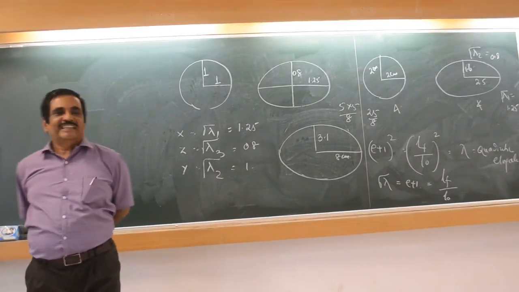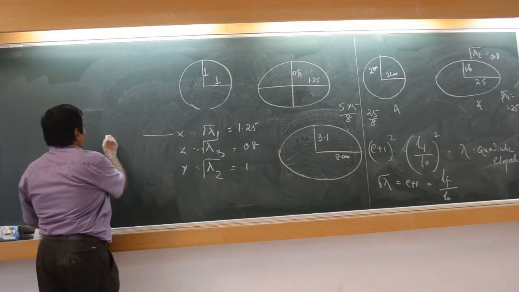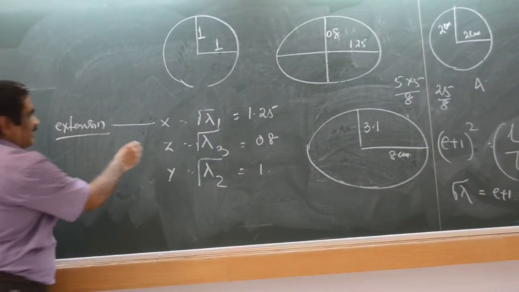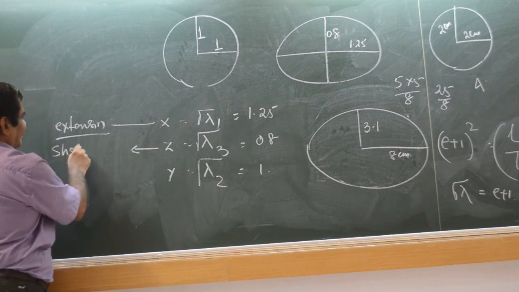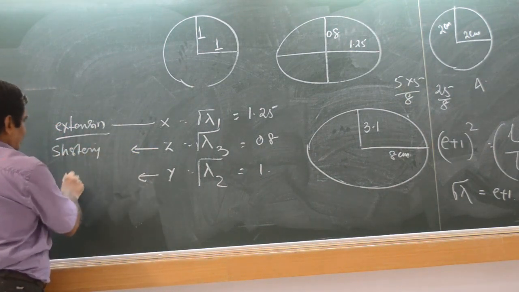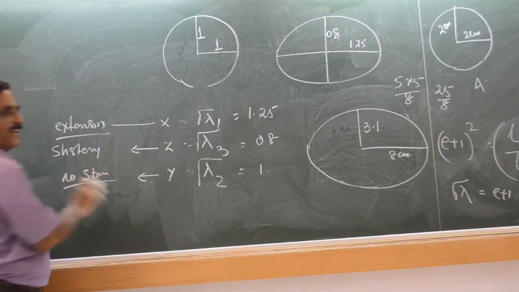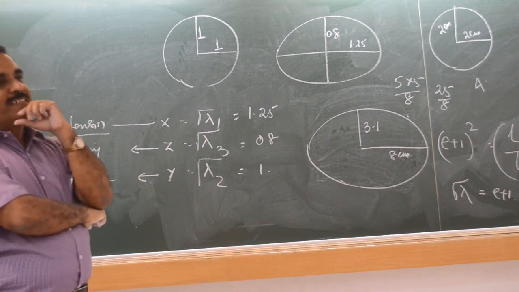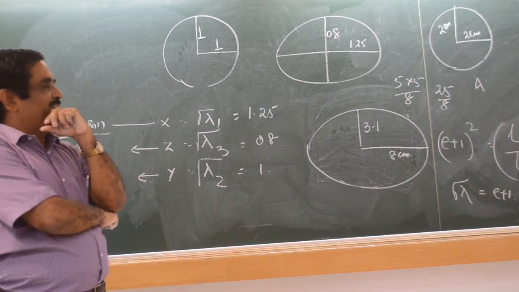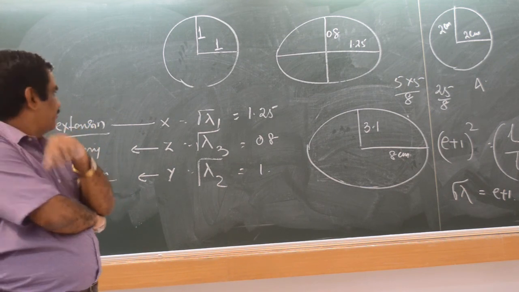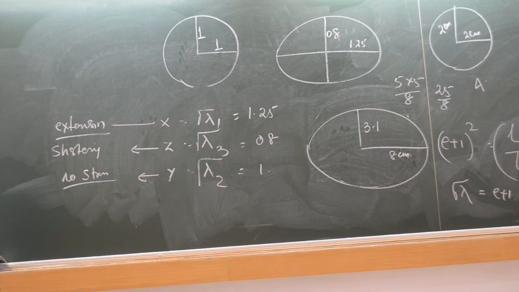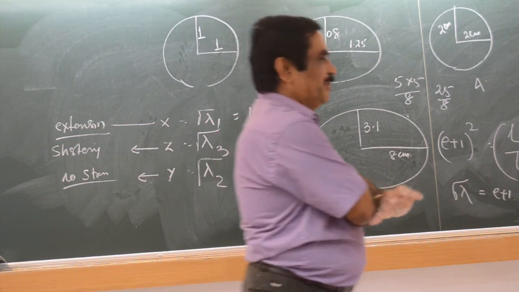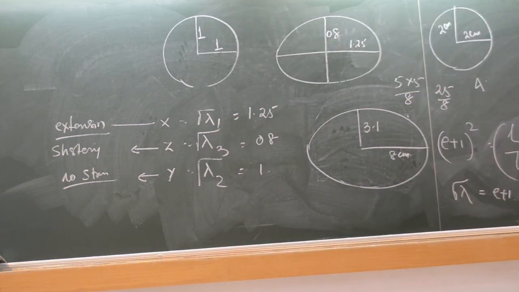So along x dimension it has undergone extension. Along z dimension it has undergone shortening. So here no strain. उत्तर वेरी इजी, बट थोड़ा सा आपको प्रैक्टिस करना पड़ेगा to be acquainted with this also.